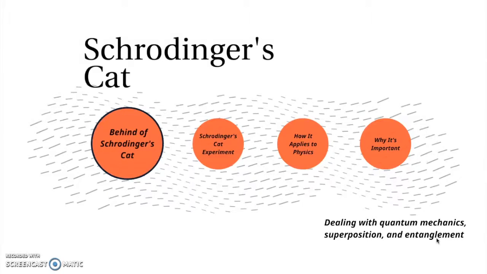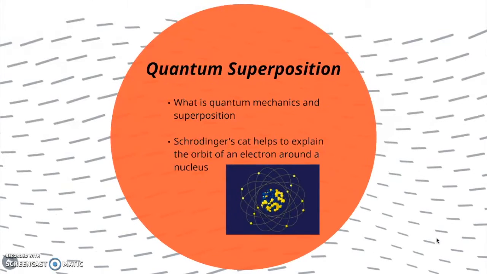So, a little bit on how the thought experiment applies to physics itself. The idea of superposition that Schrödinger's cat proposed is similar to an electron circling around a nucleus. There's a possibility for that electron to be anywhere around the nucleus that is allowed, and it can have any of the allowed states or positions at the same time unless it has been measured and we can confirm its location.